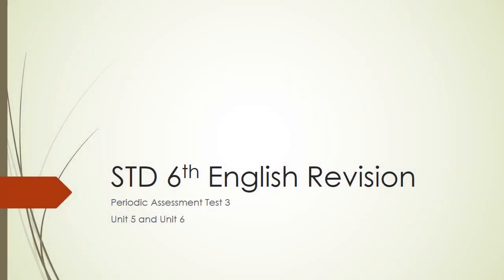Hello dear students, it's time for your revision for Periodic Assessment Test 3. The chapters are Unit 5 Invention and Unit 6 Shadow and Light. So let's start with the paper style and then all the question answers which can be asked in this test.